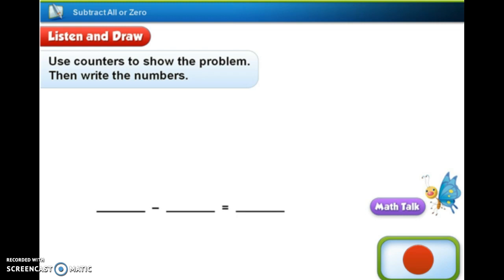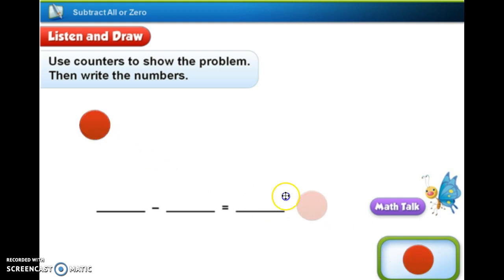4 toys are on the shelf. 0 toys are taken off. So what did we start with? That's right, we started with 4 toys. So I'm going to put 4 red counters up. I want you to draw 4 circles.